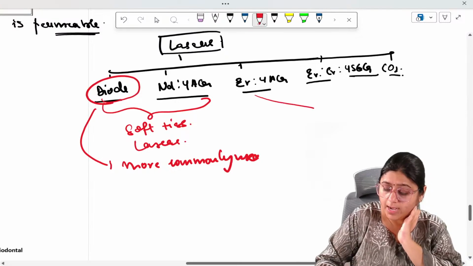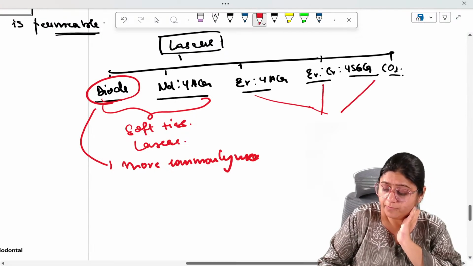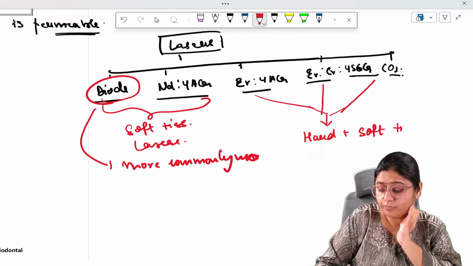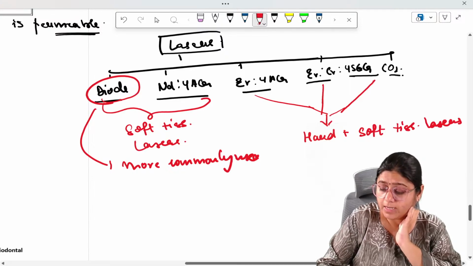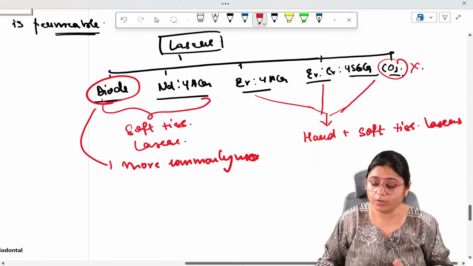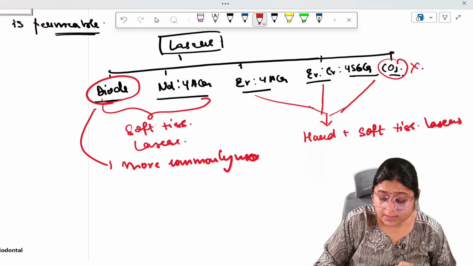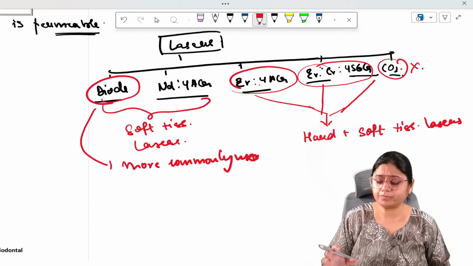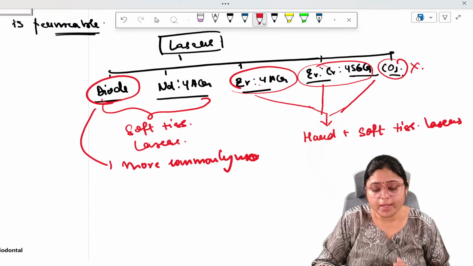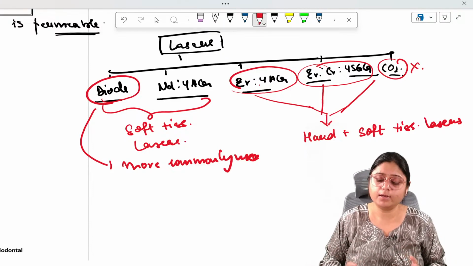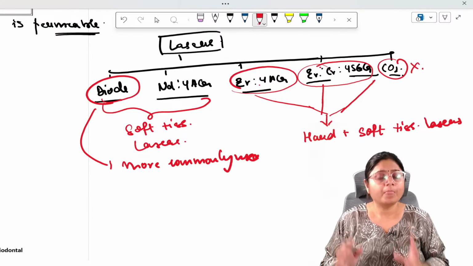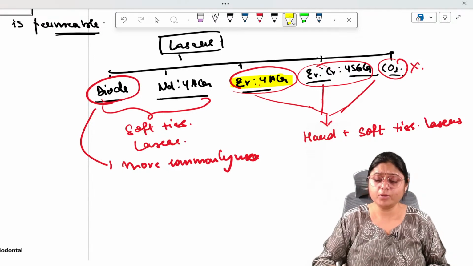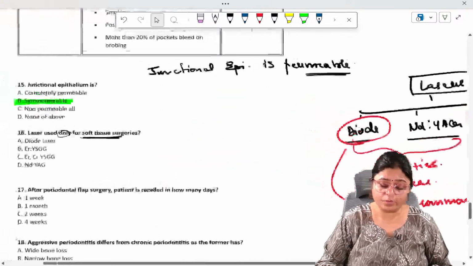Okay. The other three, erbium YAG, erbium chromium YSGG, and carbon dioxide, are hard plus soft tissue lasers. But carbon dioxide laser is very expensive, not used that much. In this category, between erbium YAG or erbium chromium YSGG, you will get only one option. If both options are given, then you have to choose erbium YAG, more commonly used. Okay, because one more molecule is added here, it is more expensive than erbium YAG.